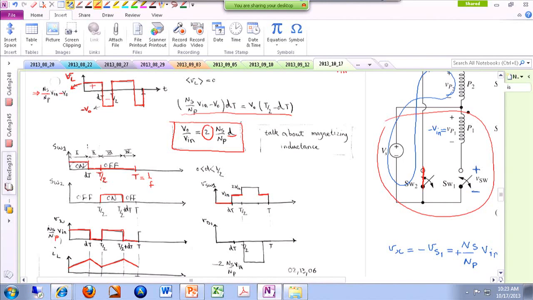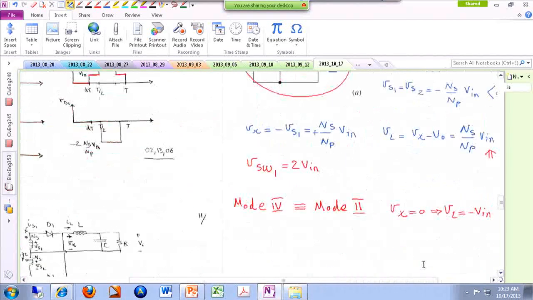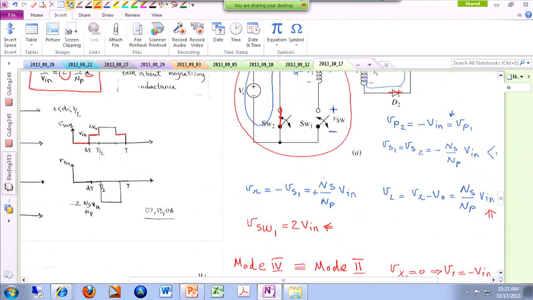In the third mode, when this switch was off and the other switch was on, and we looked at it over here, we realized that twice the input voltage appears across this switch. So it looks like this.